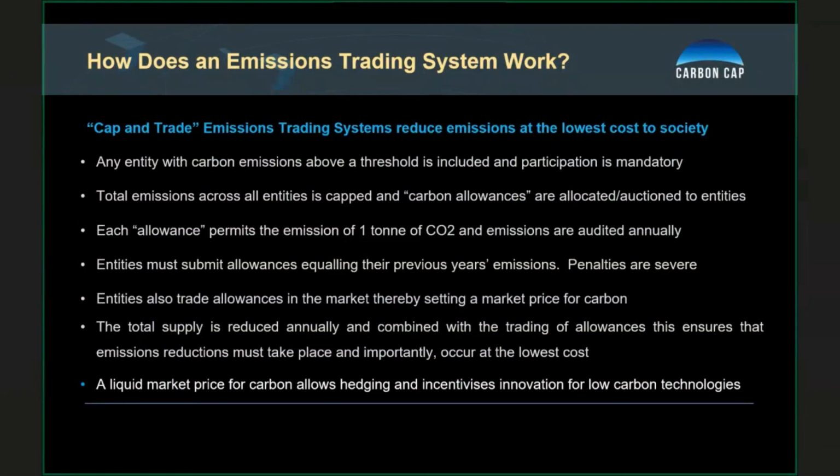One last point I want to make is that in most cap and trade markets, the majority of the revenue from auctioning these carbon allowances every year, which is quite significant, is reinvested in green initiatives, low carbon technology.